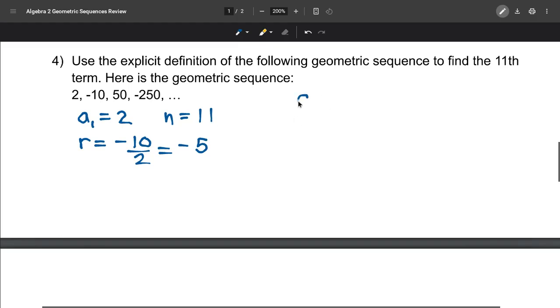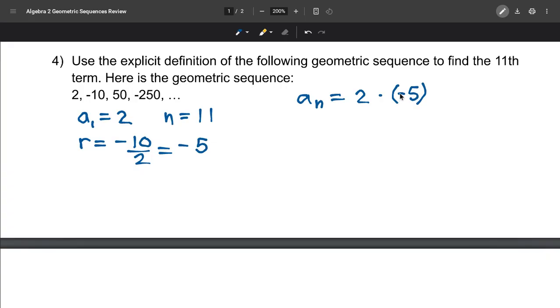So the explicit definition, let's write that first. That's going to be a sub n equals the first term 2 times the common ratio negative 5. I'm going to put that in parentheses. We don't want the negative out front, but we want it in parentheses. That's going to be raised to the n minus 1 power for n is greater than or equal to 1.